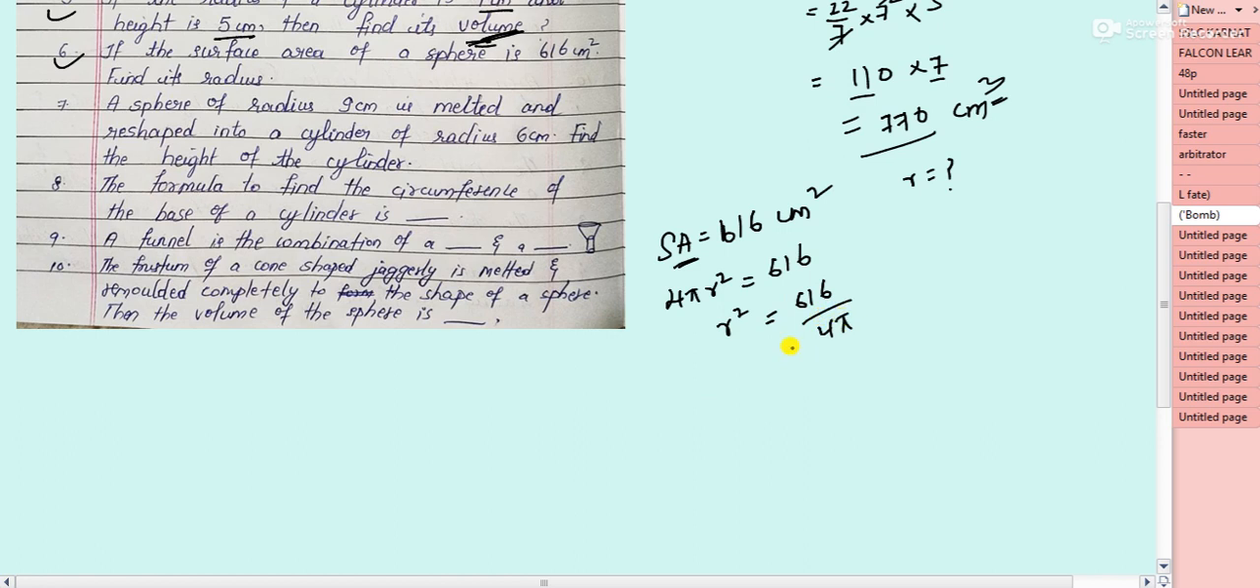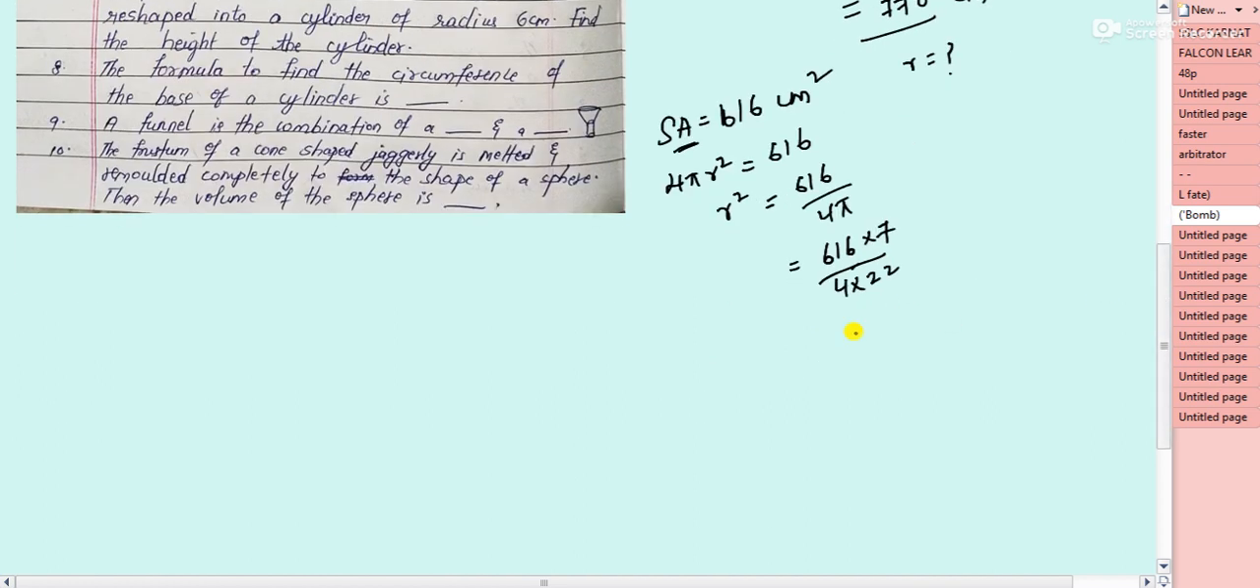Got it? Now just substitute this value. This is 22 by 7, so 7 will come here. Now on solving, this will get cancelled by 4 ones of 4. Let me do it like this. 4 ones of 4, 2 1, 4 5 is a 20, 1 6 4 4 is a 16. So you'll get 154. Now 154 into 7 by 22.